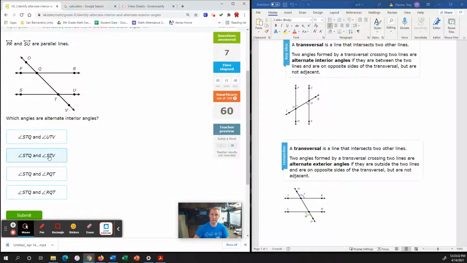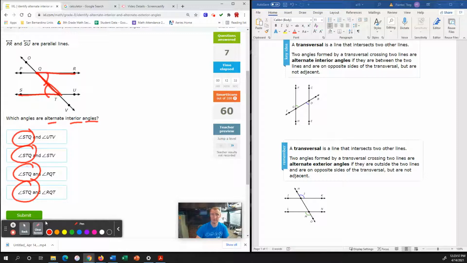All right, next one, we got ST and Q. So STQ, STQ. So it looks like we should have an alternate interior angle. Okay, we do. And opposite of S should be RQT. So that angle there is equivalent or congruent to that angle there. So RQT is what we're looking for. RQT is right there.